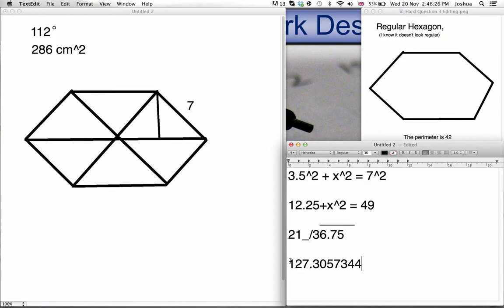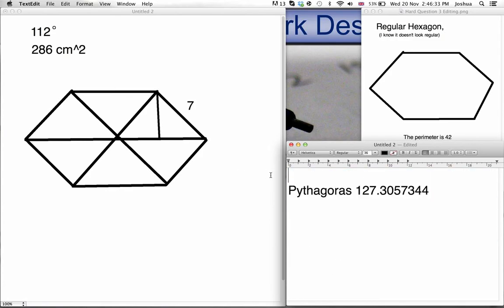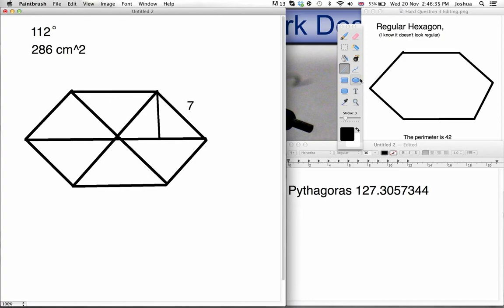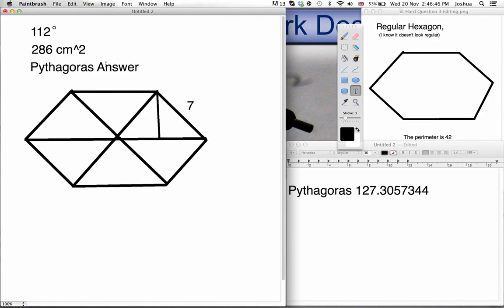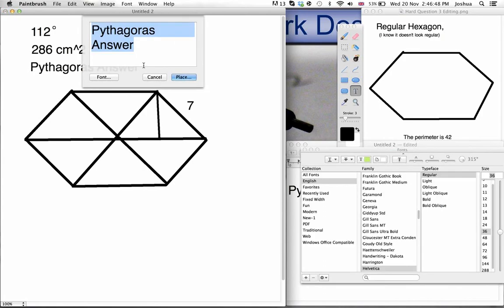7344. That is the answer I got via Pythagoras. So I'll just say Pythagoras. And you know, I'm just going to delete all this and draw one in there. Pythagoras answer was 127.305 7344.